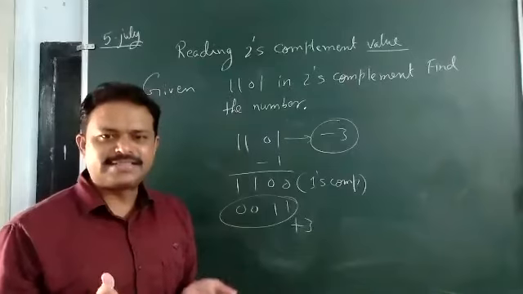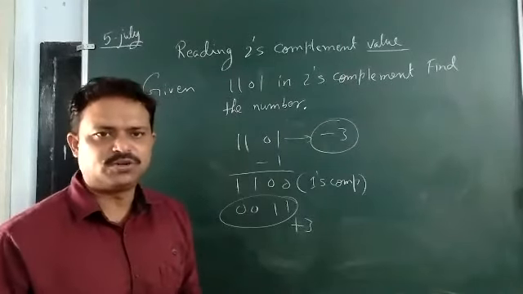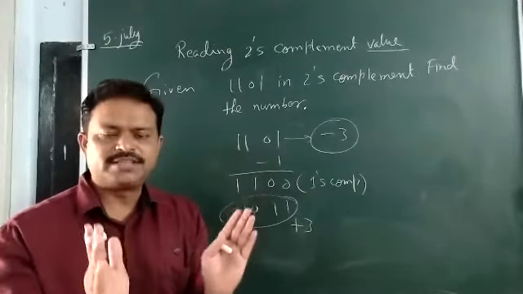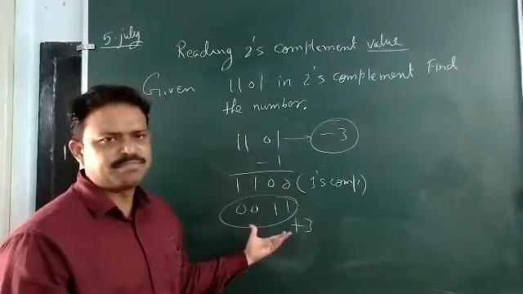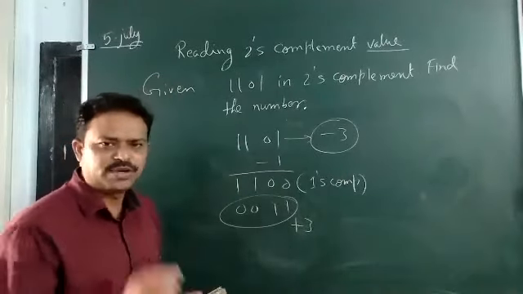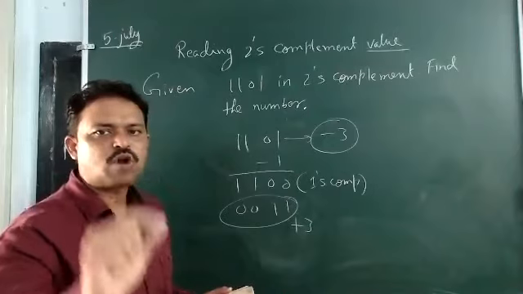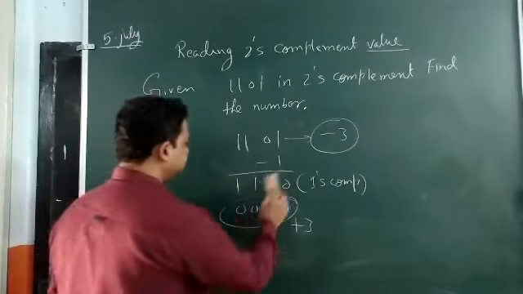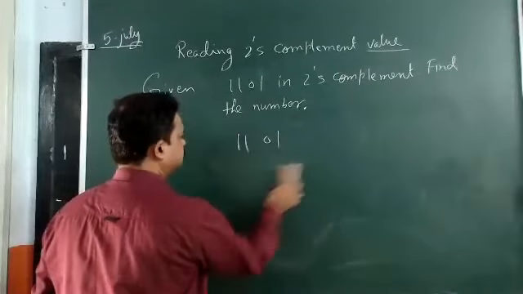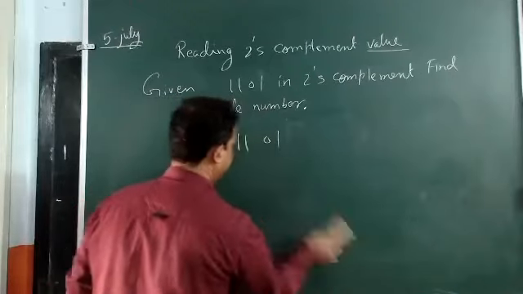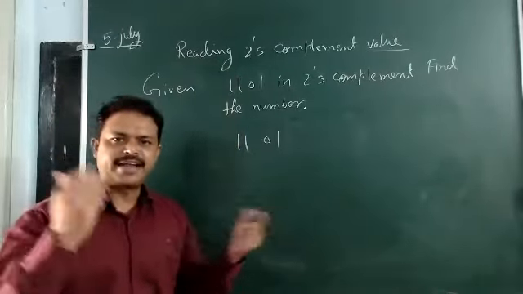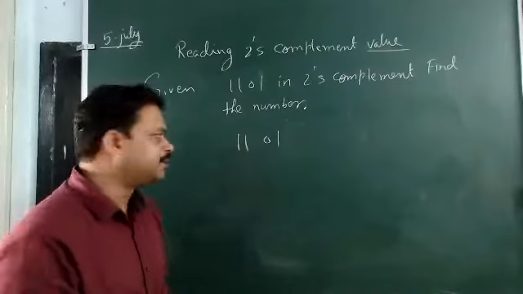Okay, so one more method is there. If you are interested, I can teach that method also. Directly you can read. Let us take the same example. Just keep in knowledge. Otherwise, this is the simple method. Second method to read 2's complement value. Without doing 1's complement, without doing 2's complement, I can directly read it. But one trick is there. Now see, pay attention here.